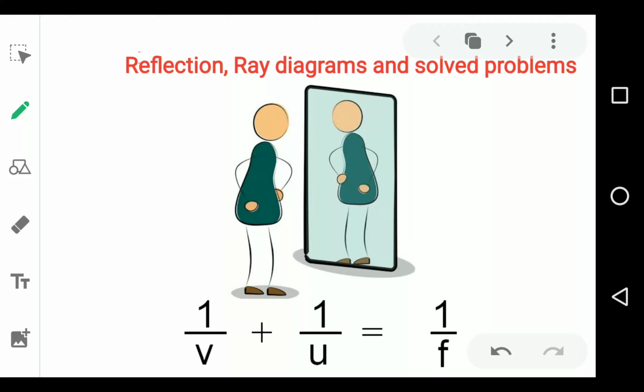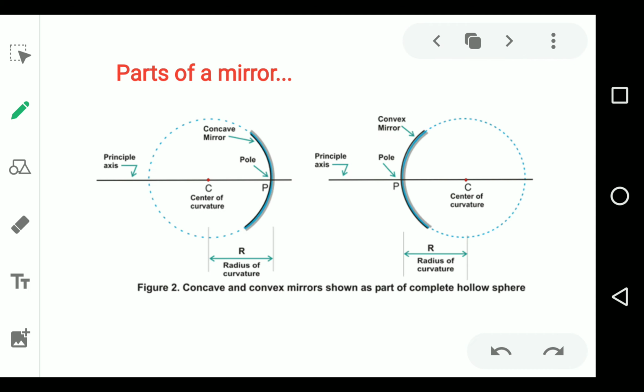In this module, we are going to discuss reflection, ray diagrams which can be formed out of the mirrors, spherical mirrors, concave mirrors and convex mirrors, and some problems which are based on the spherical mirrors, and they are taken from your NCERT book. Okay, so first we are going to learn about the parts of a mirror.